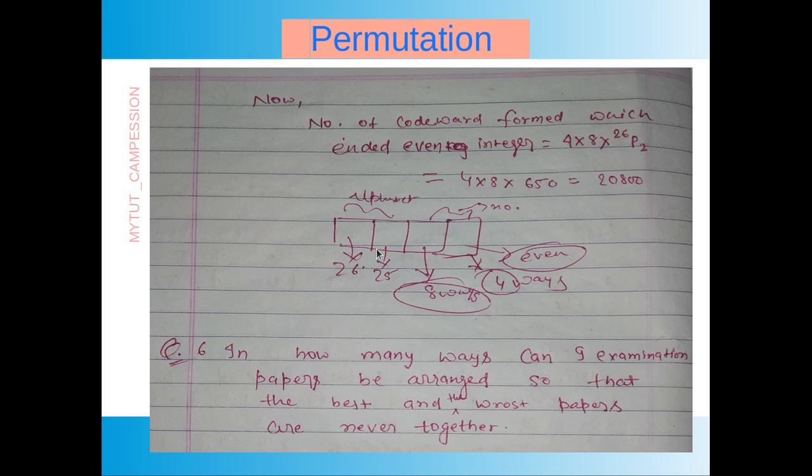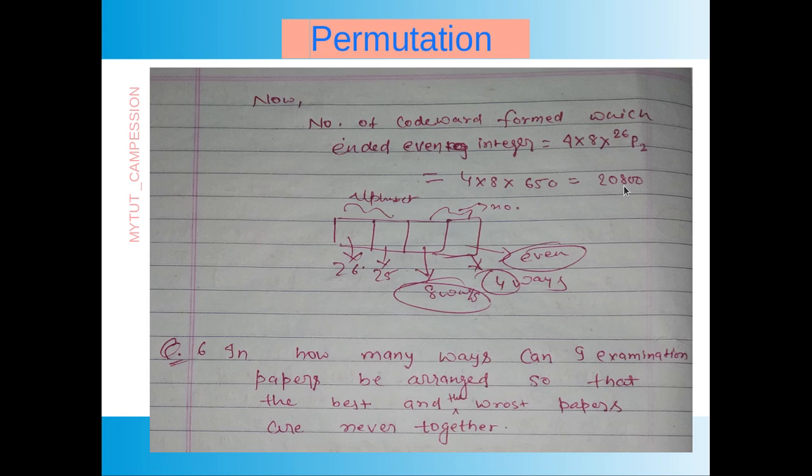First here is 26 ways, 25 ways, 8 ways, because from 1 to 9 there are 4 ways to place an even number. Now the remaining place has 8 ways, because one number is already used. So the number of code words which end with an even integer is 4 into 8 into 26P2, which is 20,800 code words.